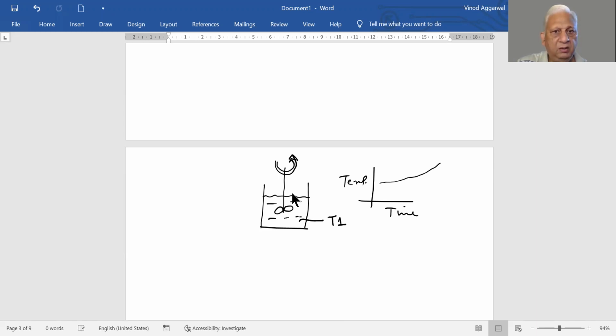Why? We are not heating it. We are simply rotating this churner. So why should the temperature be rising? Okay. What happens when you are rotating this churner? You're putting in mechanical energy.